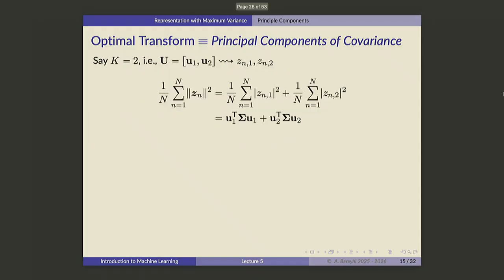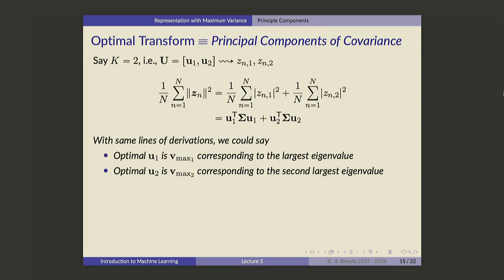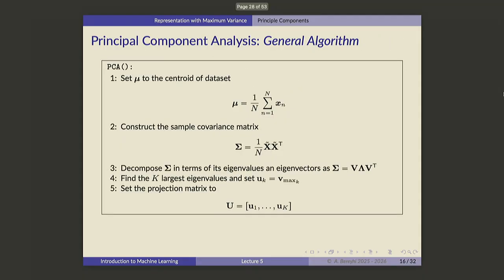You can extend the same idea if you have 2, if you have 3, and so on. If you have 2, you expand the same expression as before, and by the same lines of conclusion, u1 should be the one with the largest eigenvalue, and u2 should be the eigenvector with the second largest eigenvalue. If you have k different u, if you're compressing into k dimensions, the list looks the same: the largest eigenvalue, second largest, third largest, and so on. That is what we call PCA, principal component analysis.